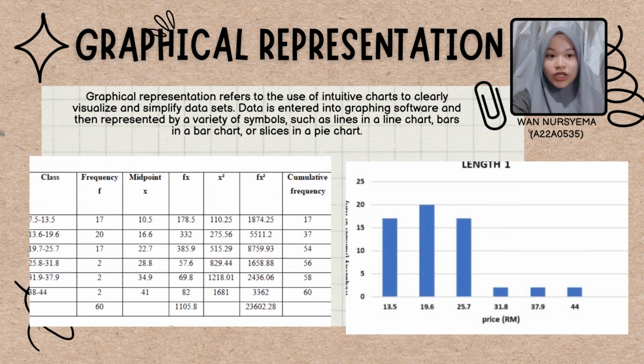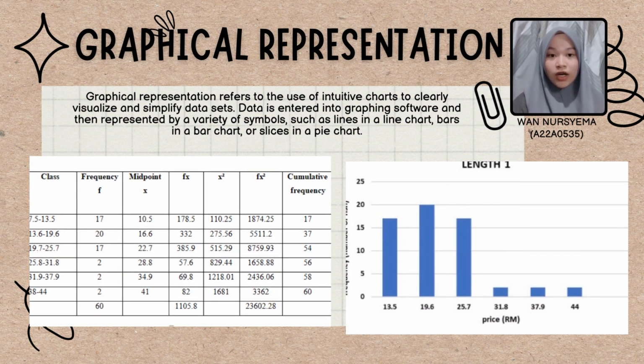Graphical representation refers to the use of intuitive charts to clearly visualize and simplify data sets. Data is entered into graphing software and then represented by a variety of symbols such as lines in a line chart, bars in a bar chart, or slices in a pie chart. This is the data for line 1.